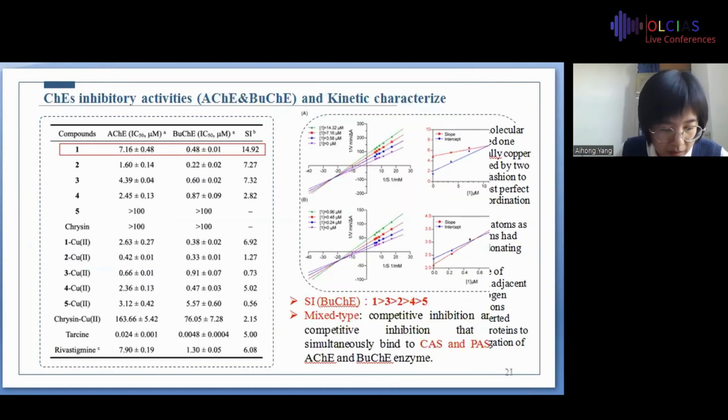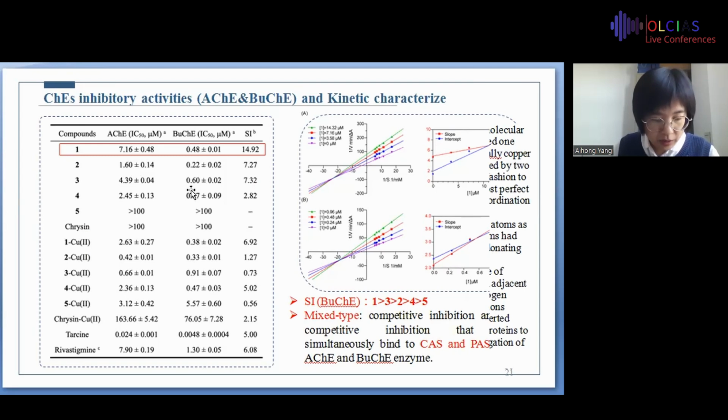Then, the multi-target anti-AD activity of the derivatives was studied. As shown in the table, chrysin as the parent compound did not show obvious anti-ChE activities, while the derivatives obtained remarkably improved inhibitory activity. The structure-activity relationship clearly indicated that the tertiary amine moieties were the key pharmacophore to inhibit both AChE and BuChE.